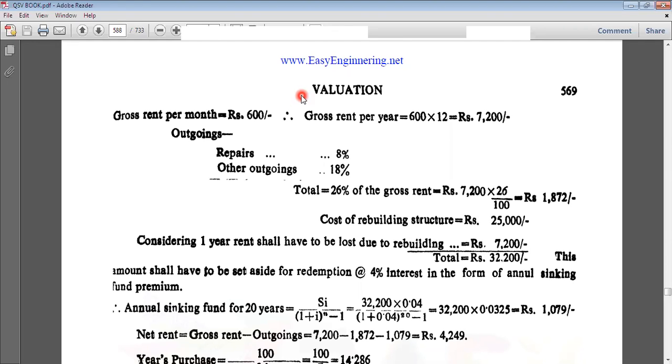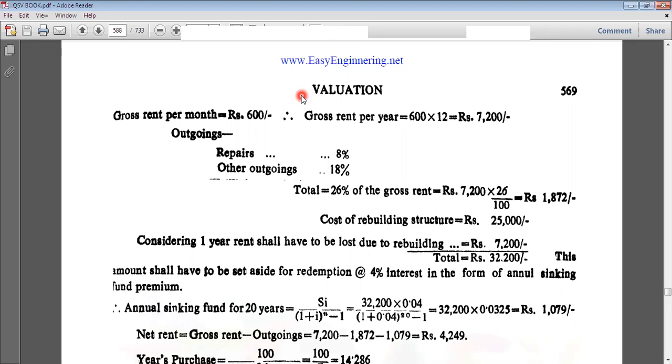The next thing, considering a 1 year rent shall have to be lost due to the rebuilding. Okay, due to the rebuilding. परत तुम्हाला रिबिल्ड करण्यासाठी 1 वर्षाचा कालावधी लागणार आहे. त्यामुळं तुमचं जो अपेक्षित जो खर्च असणार आहे तो 7,200 अधिक आधीचे 25,000 असा 32,200 तुम्हाला हा खर्च येतोय. ठीक आहे, कारण 1 वर्षाचा रेंट तुम्हाला परत इथे पे करावं लागतंय.